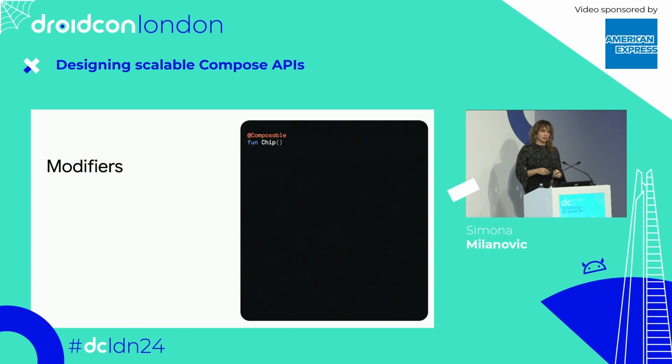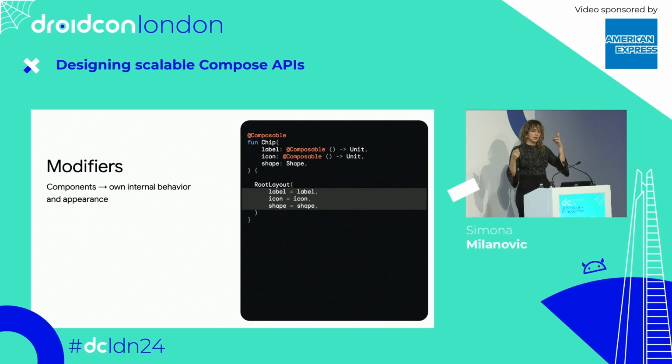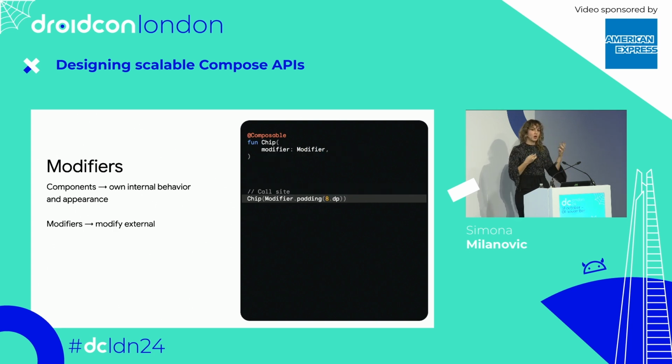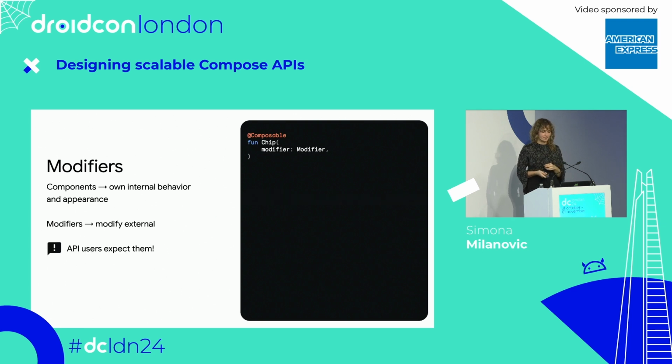Another essential Compose concept is modifiers and how they define the composables that they are paired with. Components are responsible for their own internal behavior and appearance, while modifiers are in charge of modifying their external behavior and appearance. So using modifiers makes the component both customized and reusable at the same time. Modifiers should be at the top of your mind when you define the API parameters.